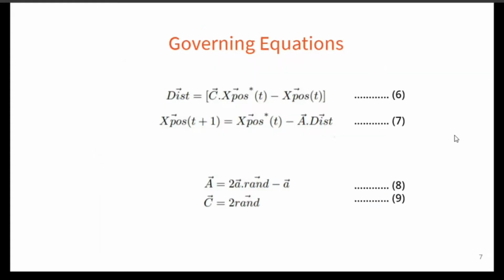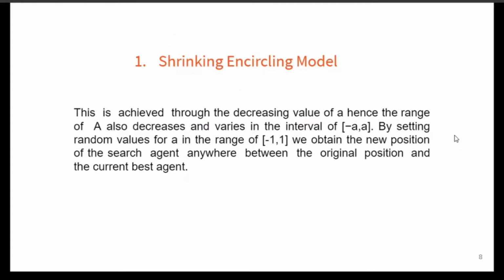Now we have the governing equations for the WOA model. Dist, the variable dist, indicates the distance from the prey to the whale. Xpos is the position of the individual whale. Xpos star is the best possible position obtained so far. Capital A and C and small a are coefficient vectors useful in the process of shaping the governing equations. The behavior of humpback whales can thus be modeled by two methods.